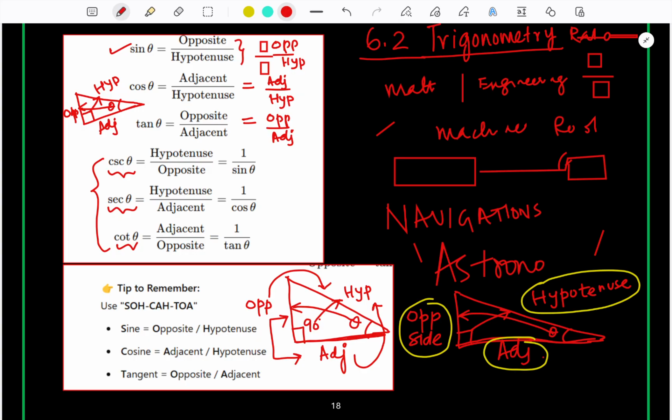So what are they? Cosecant theta is the reverse of sine theta. Secant theta is the reverse of cos theta. And cot theta is the reverse of tan theta. So no need to study these rules separately. Just calculate the original one and you flip it. Flip it means what? Reverse it.